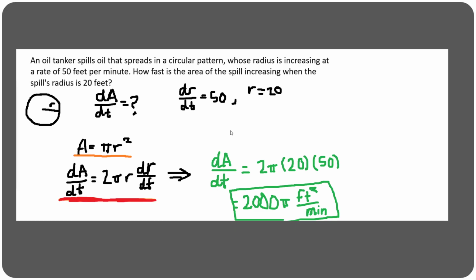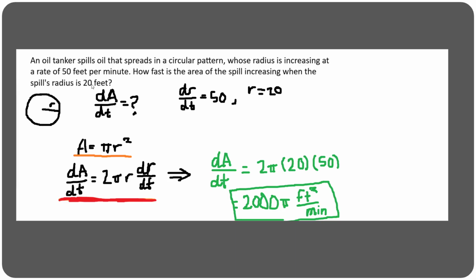Some of them, like I said, can get really difficult, but you'll find that this one is super, super duper easy. An oil tanker spills oil that spreads in a circular pattern, with a radius that is increasing at a rate of 50 feet per minute. And then it asks, how fast is the area of the spill increasing when the spill's radius is 20 feet? So I drew a little picture showing what's happening.